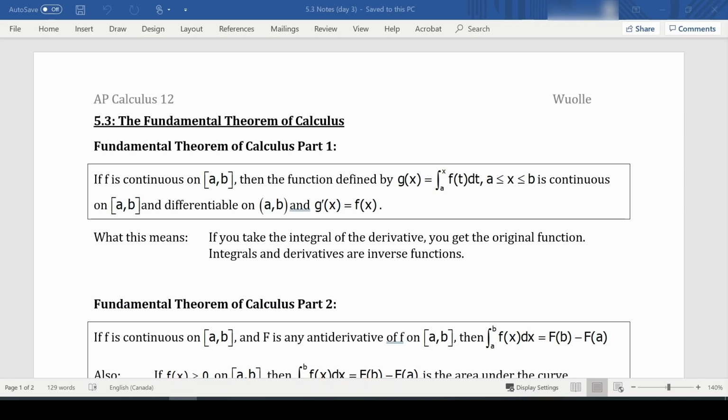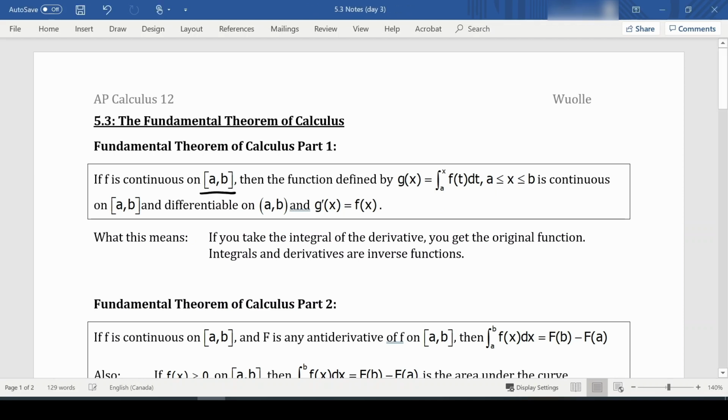Hello and welcome to 5.3, the Fundamental Theorem of Calculus. This is obviously a very fundamental theorem in the study of calculus, and it is what lets us find integrals using antiderivatives.